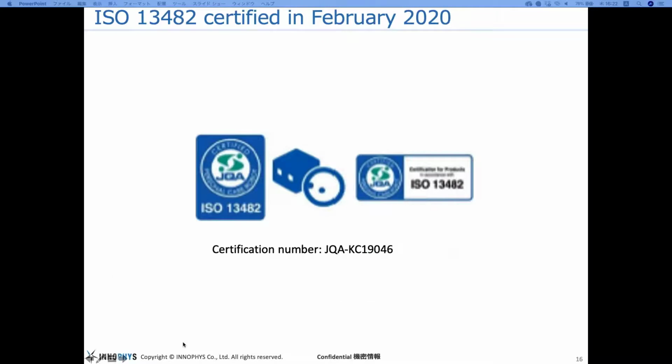And our product, in February 2020, was certified with ISO 13482, which is a certification for personal care robots.